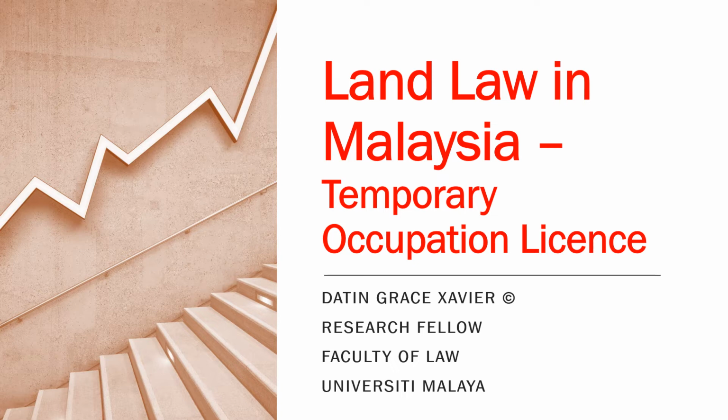The law governing temporary occupation license can be found in the National Land Code 1965, and the relevant sections will be from section 65 to 69 in the National Land Code, where you will find the procedure and the rights of a temporary occupation license holder.